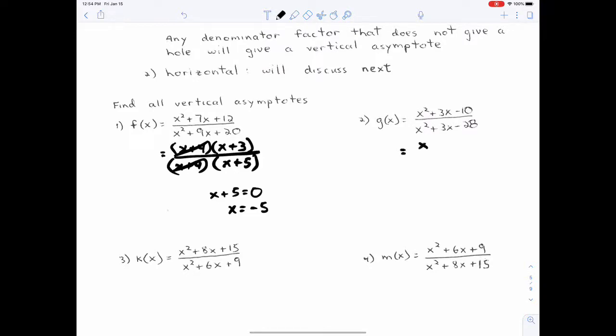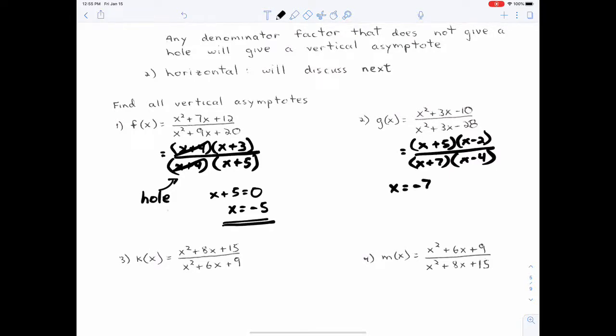So this would be x plus 5 and x minus 2 all over x plus 7 over x minus 4. And just like before, there were no holes here. Okay, this gave us a hole, right? So there was a hole for that, but what I asked for was the vertical asymptote, which is x equals negative 5. Well, there are no holes here. So what are the asymptotes? x equals negative 7 and x equals 4. They're vertical lines that the graph will approach but not reach.